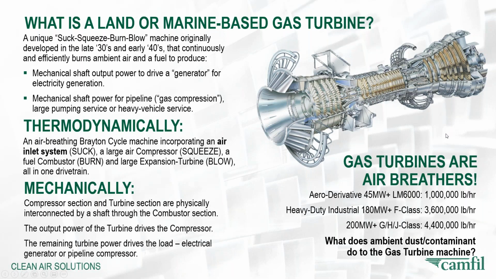Imagine what 1 part per million, 1 ppm, of some kind of contaminant does to a machine that swallows 1 million pounds per hour. In one day, 24 pounds of contaminant is potentially coming into that gas turbine. What does that ambient dust contaminant do to that gas turbine machine?